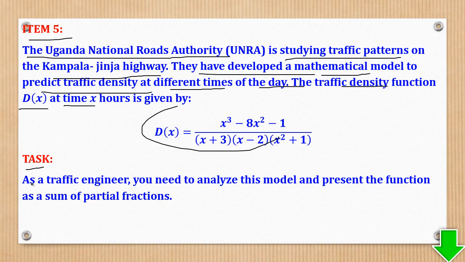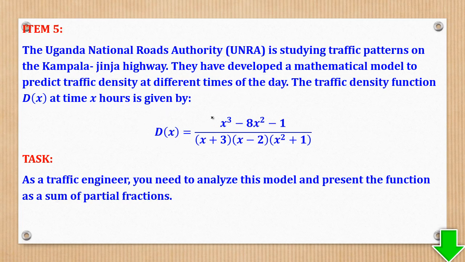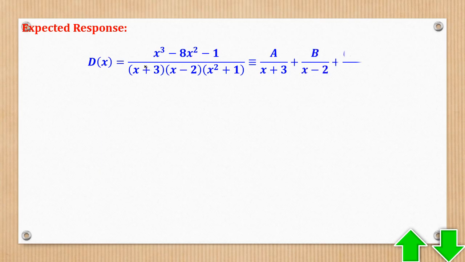Task: as a traffic engineer, you need to analyze this model and present the function as a sum of partial fractions. So in short, they want you to express this in the form of partial fractions. The good thing is the factors are distinct. So this one will be split into A over x plus 3, B over x minus 2.